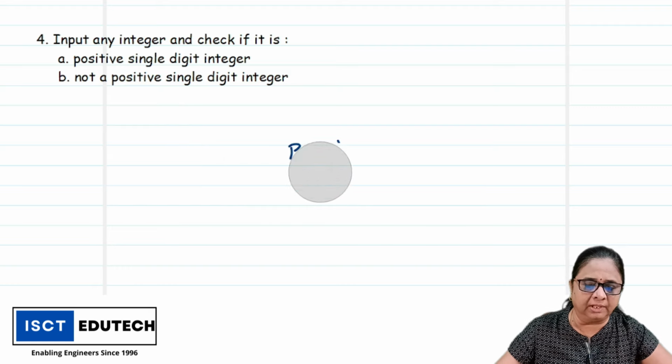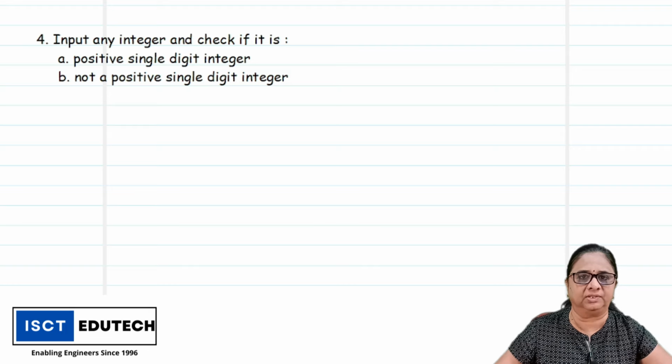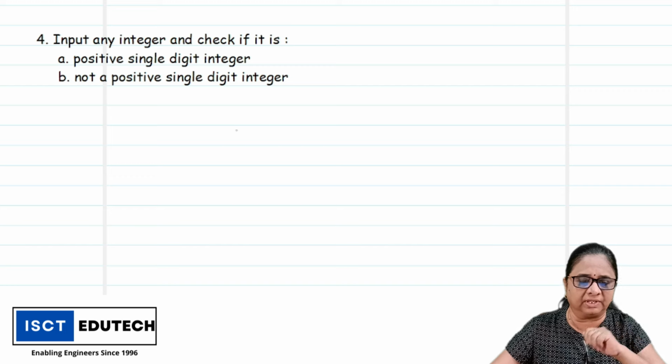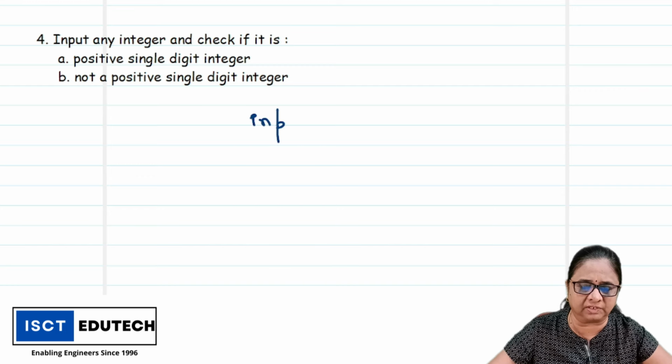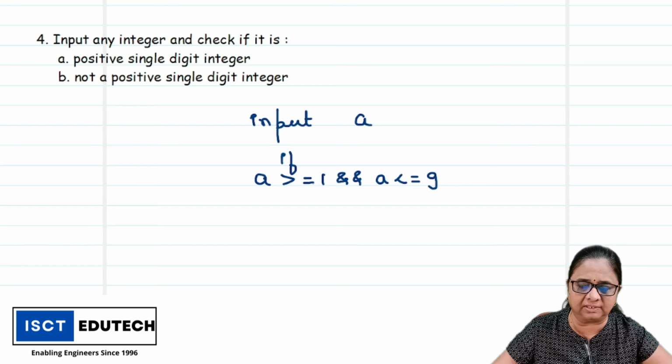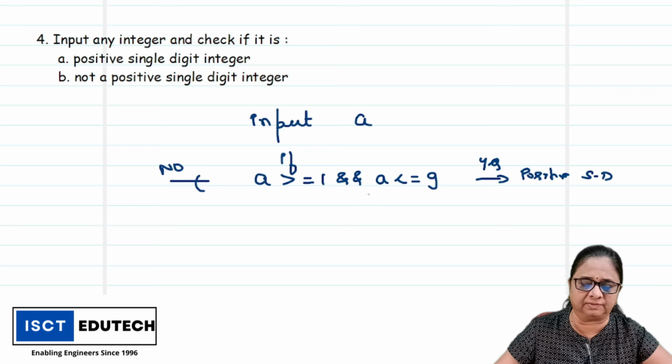So this is my problem definition. How do we do this? If I want to check if a number is a positive single digit, which are your positive single digits? It is between 1 to 9. So you can check it like this. I will just mention the statements briefly. Input A, if A is greater than or equal to 1 and A is less than or equal to 9. If the given number satisfies these two conditions, then you can say it is a positive single digit. If it is yes, you say positive single digit. If it is no, you say not a positive single digit.